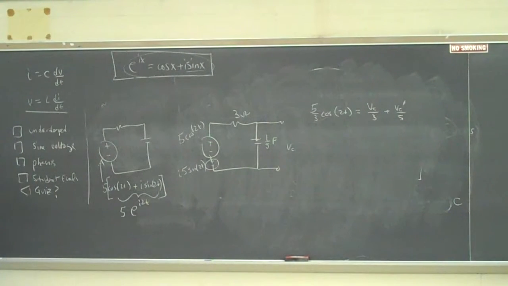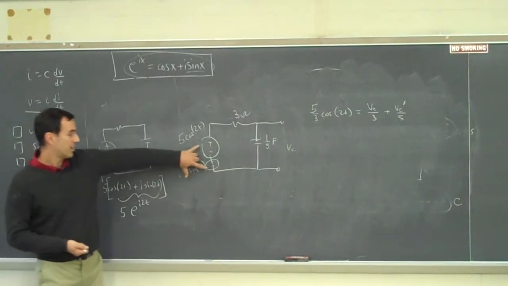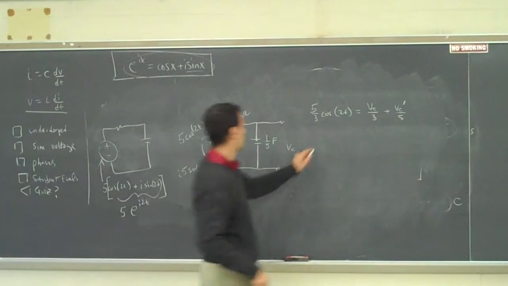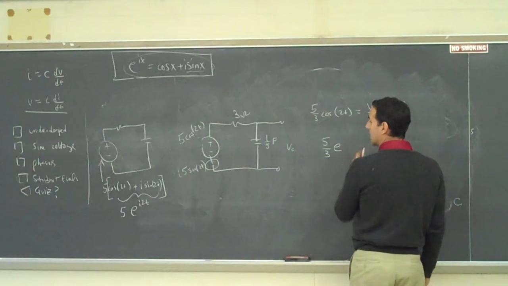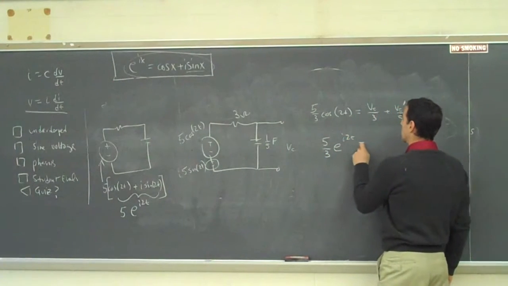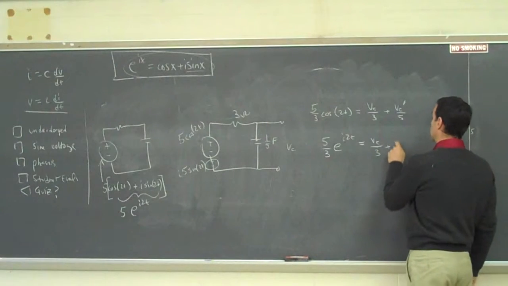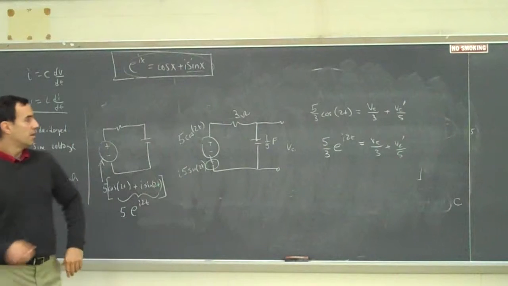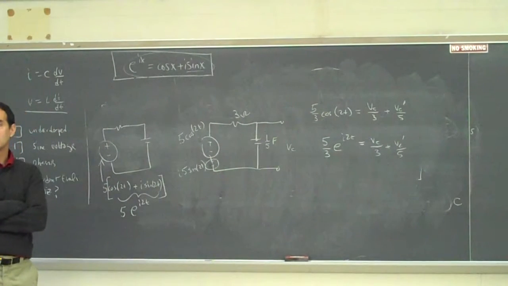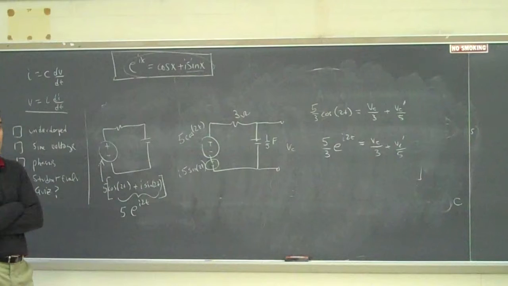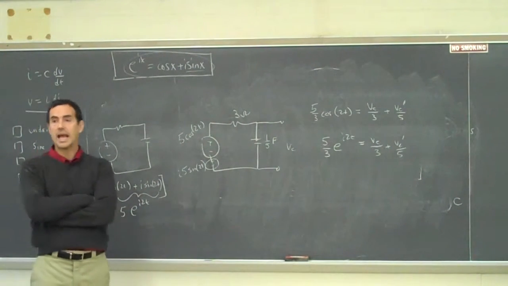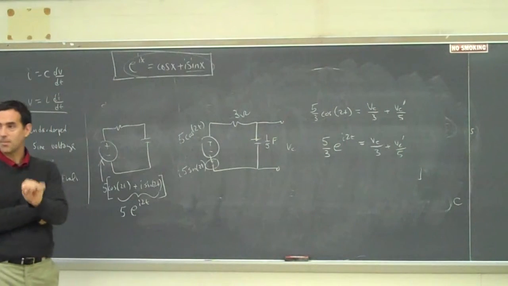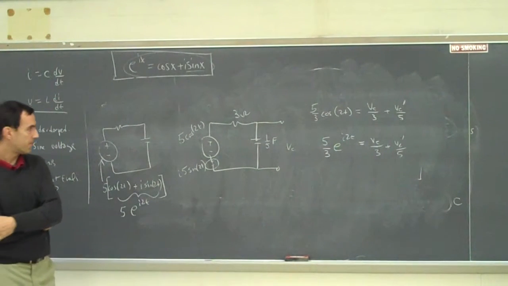I'm promising it's tricky, so I'm now going to replace that with this. So in my differential equation, I've got 5/3 e to the I 2t equals VC over 3 plus VC prime over 5. Solving this equation is easier. This is a stepping stone to our shortcut. Although this will be easier than the previous version, it's going to get easier yet. This is the trickiest part.